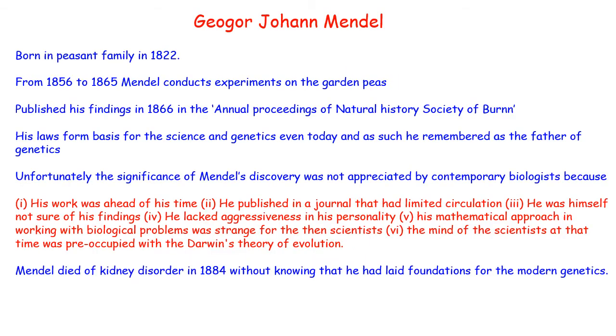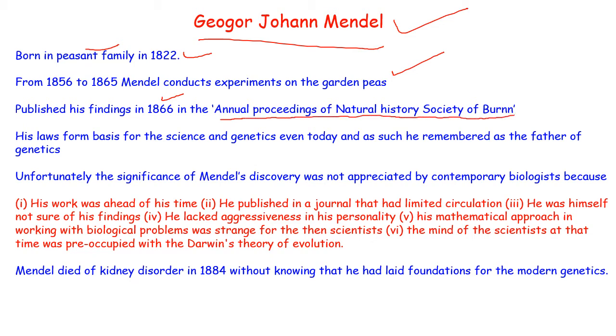So first we need to know about Gregor John Mendel. Gregor John Mendel was born in a very poor peasant family in 1822, and he had to struggle a lot during his studies. From 1856 to 1865 he carried out several experiments on garden peas and formulated the laws of inheritance, and he published his findings in 1866 in the Annual Proceedings of Natural History Society of Bern.